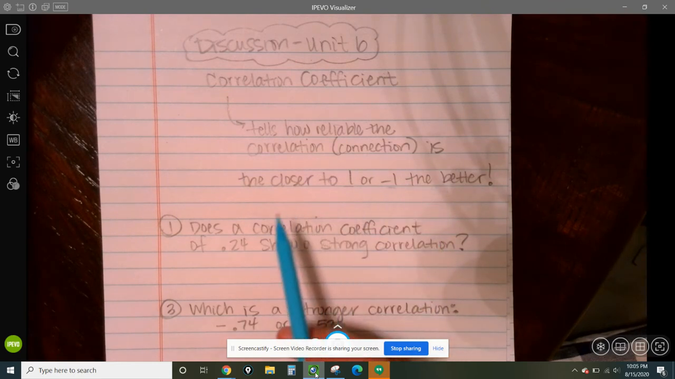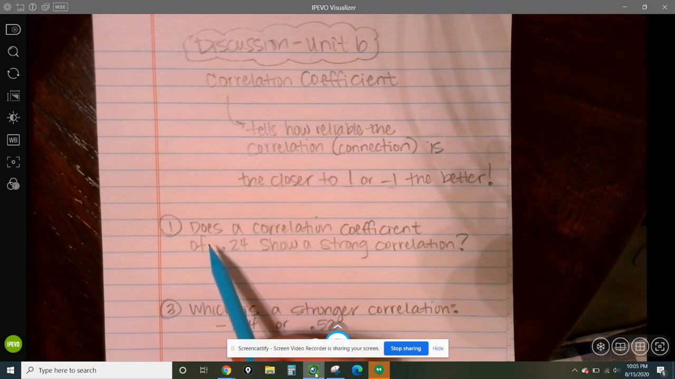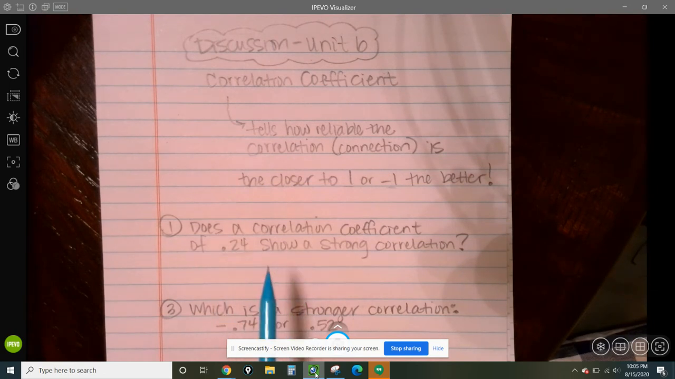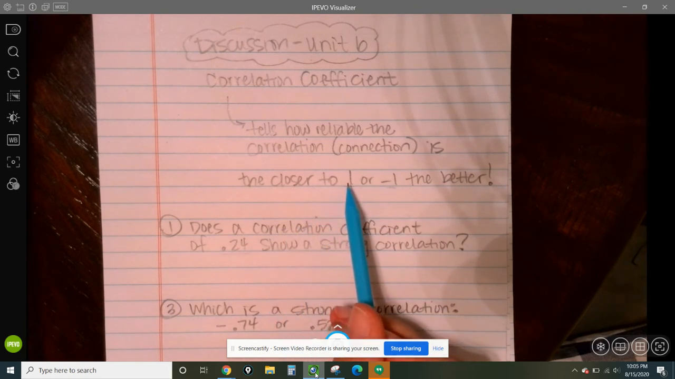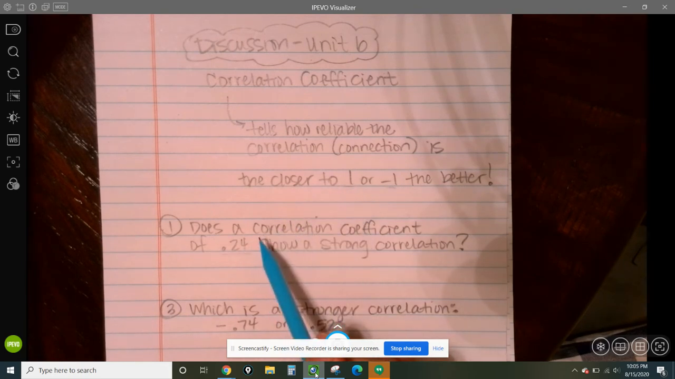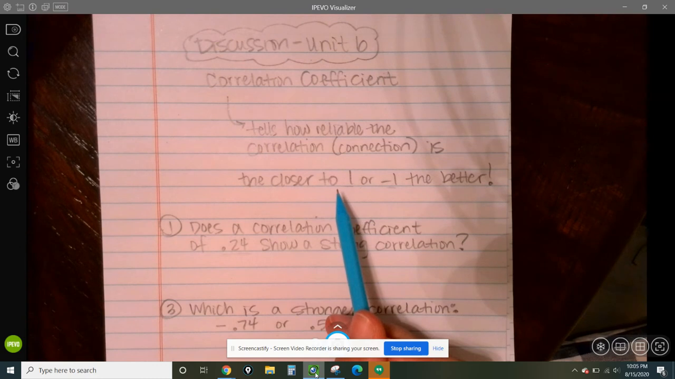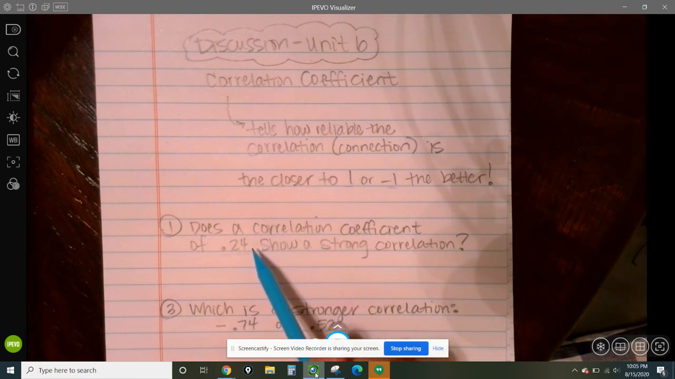So here's an example, like number 1 on your discussion, this is similar. Does a correlation coefficient of 0.24 show a strong correlation? So 0.24 is not very close to 1. It's kind of small, like 24% kind of. So no, this would not be a strong correlation because it's not very close to 1.